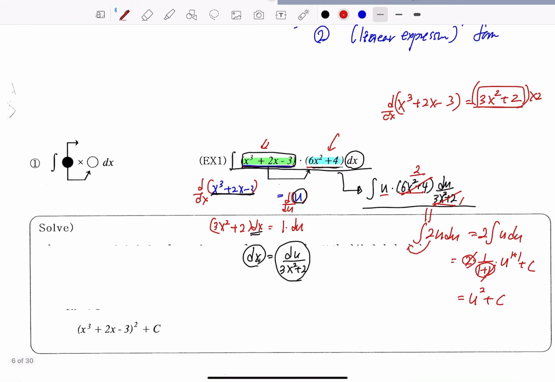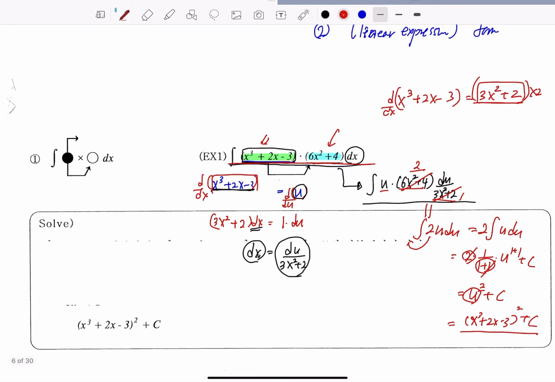But the original question is in terms of x. So as a last step, you have to go back to the original expression in terms of x. U means x cubed plus 2x minus 3. So parenthesis x to the third power plus 2x minus 3, to the second power, plus c. This is the answer.